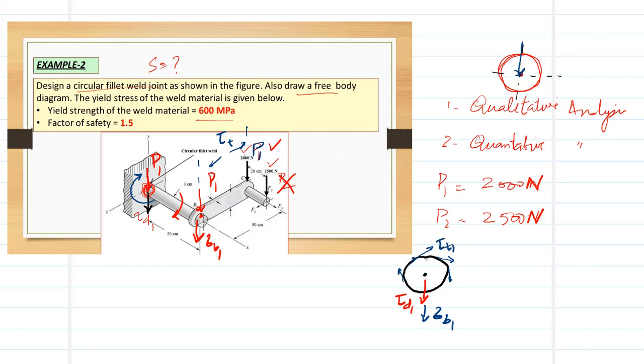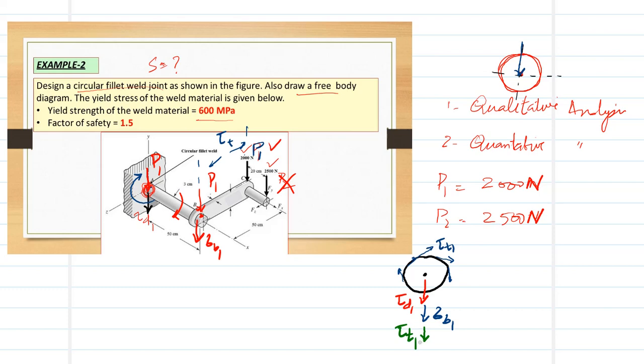Now, for the sake of design, we consider the direction of the torsional shear stress, which is an infinite direction. It actually exists along the tangent on the circular weld at every point. So we take the direction of the weld which is along the other stresses. So we call it tau T1.